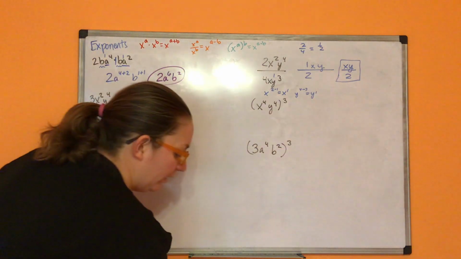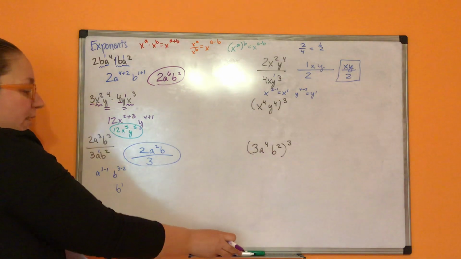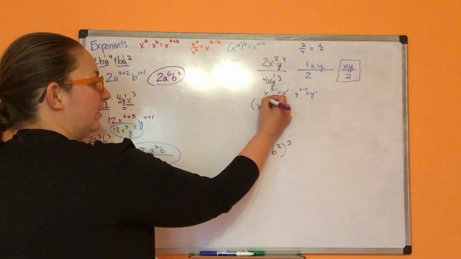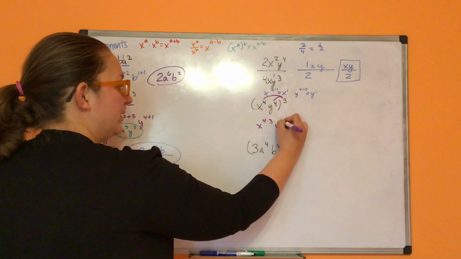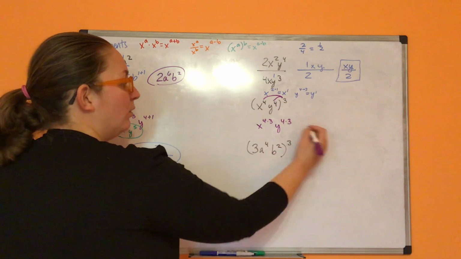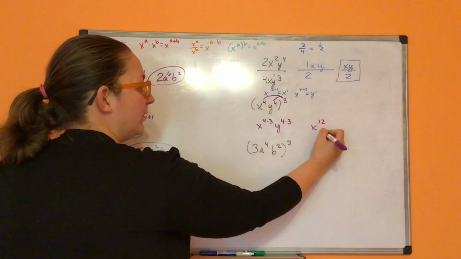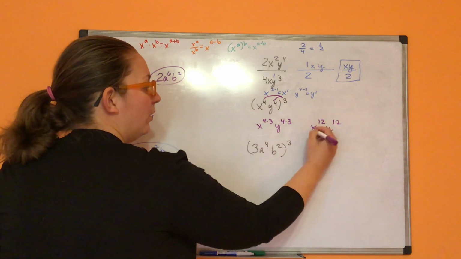All right, power to power rule. We're going to multiply inside exponents and outside exponents together. This becomes x to the 4 times 3, y to the 4 times 3. 4 times 3 is 12, so my final answer is going to be x to the 12, y to the 12.